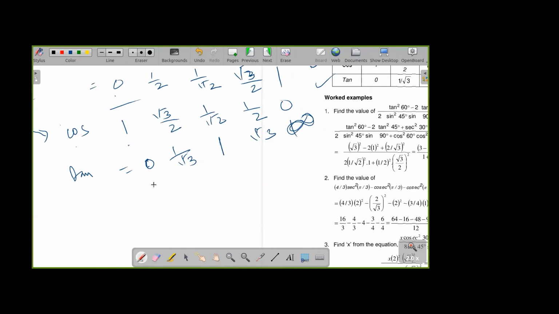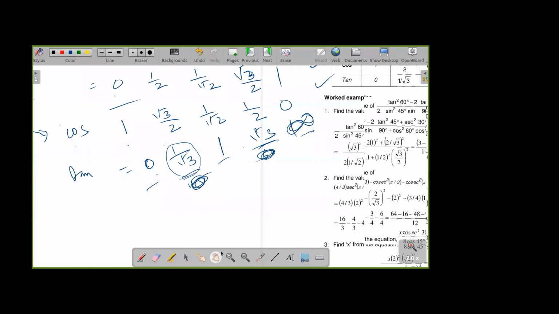So for tan: 0, 1 by root 3, 1, root 3, and infinity. In this, we have to remember just two: 1 by root 3 and root 3. That's for 30 and 60. And 0, 1, infinity.